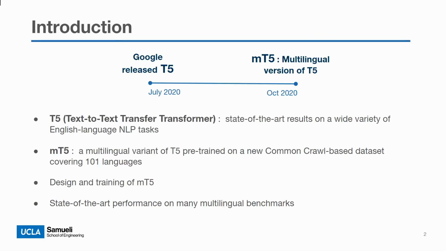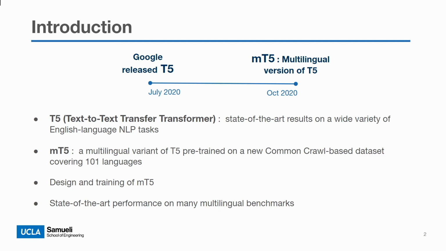In July 2020, Google released this model called T5, a text-to-text transformer model which achieved state-of-the-art results on a wide variety of English language NLP tasks, such as question answering, summarization, and so on. This model was able to perform better than some of the well-known models such as BERT and BART.